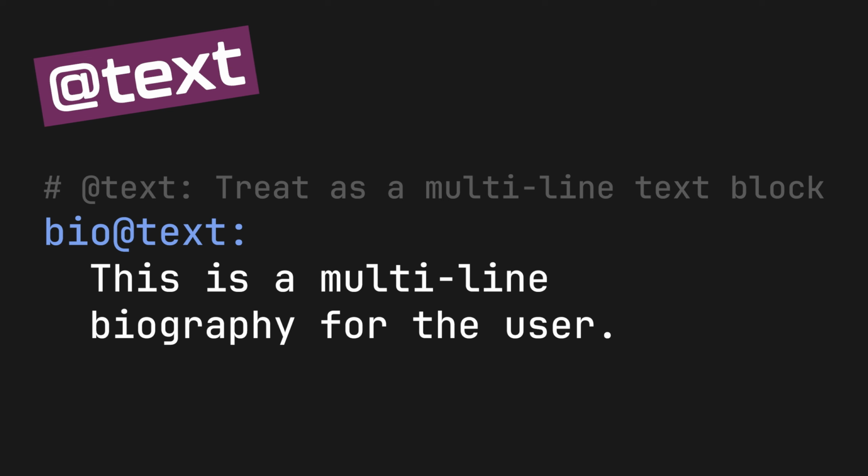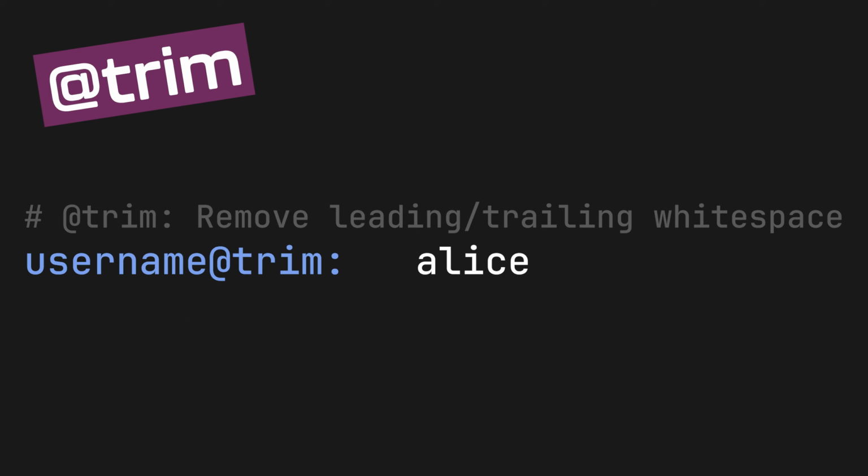@text reads the subsequent indented lines as a multiple line value. This continues until the indent returns to the key's level or higher. End the text block with one or more indented blank lines to preserve trailing line feeds. And finally, @trim removes leading and trailing whitespace from a key's value.